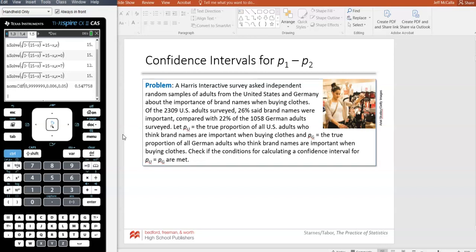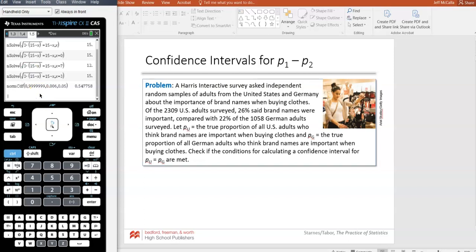So what are the conditions? Are they both from independent random samples? So are they random? It says they were random samples of adults from both the United States and Germany. Check. Okay. The less than 10% condition. There were 2,309 adults surveyed. Is that less than 10% of the U.S. adults? Yes. 1,058 German adults, less than 10% of all German adults? Yes, we got those.